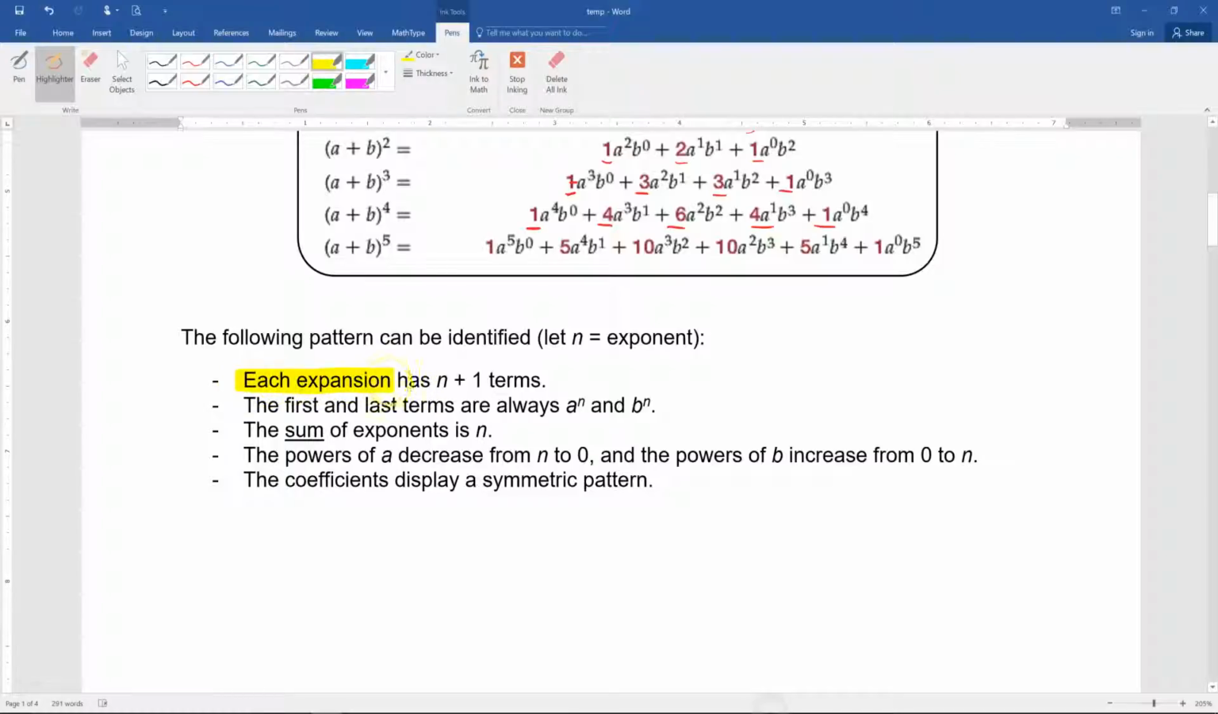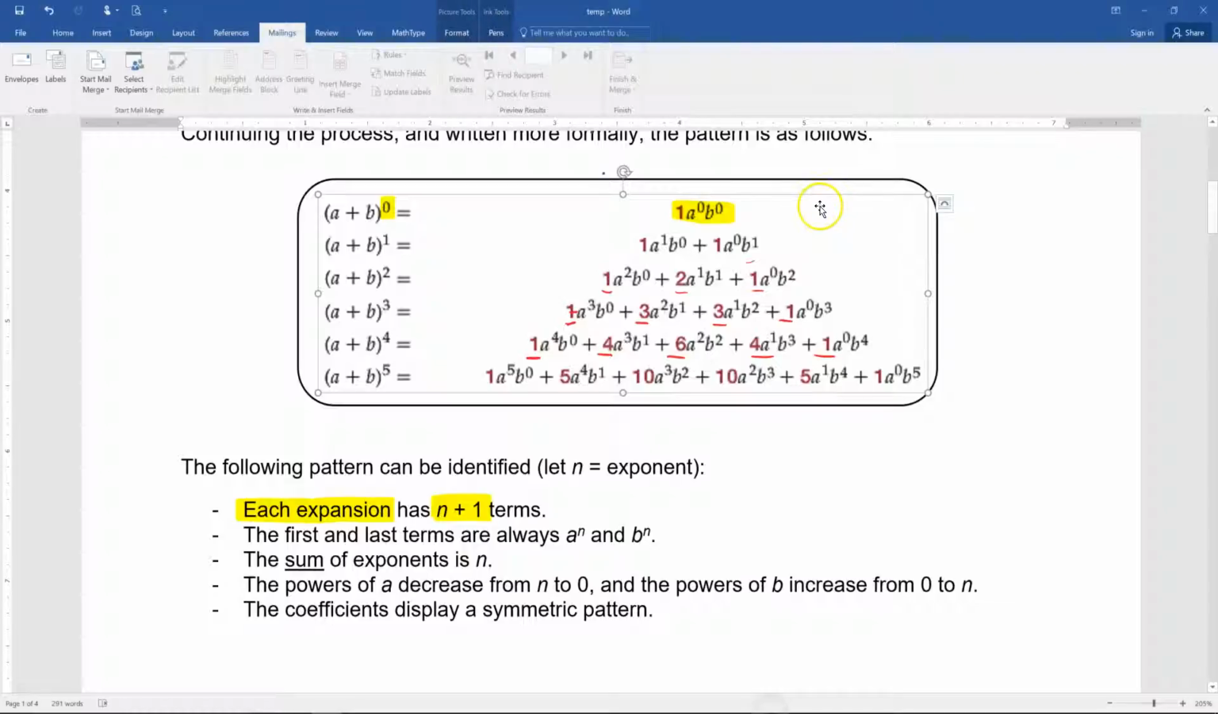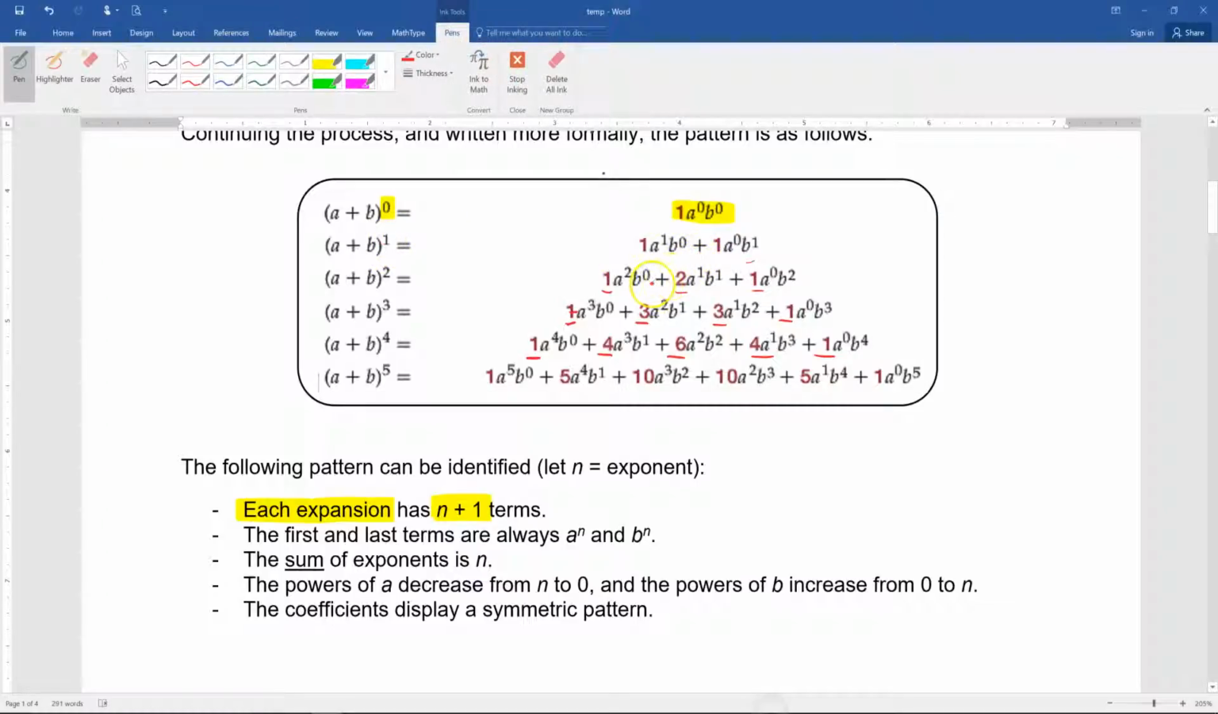Each expansion has n plus 1 terms. So look, here we're raising it to the power of 0. How many terms do we have? 1. So it's 0 plus 1 terms. Here, what are we raising it to? 1. How many terms do I have? 2. Here I'm raising it to 2. How many terms do I have? 3. So you always have n plus 1 terms, right?